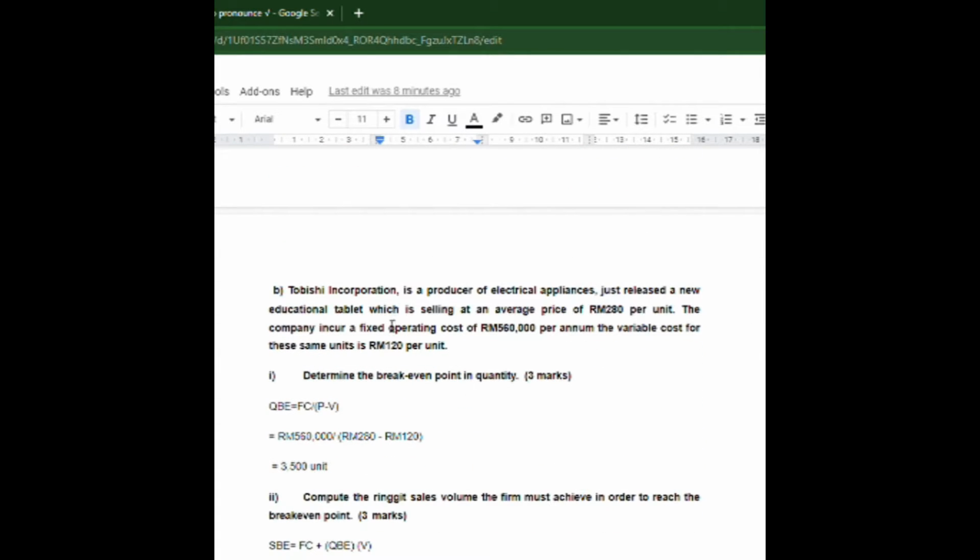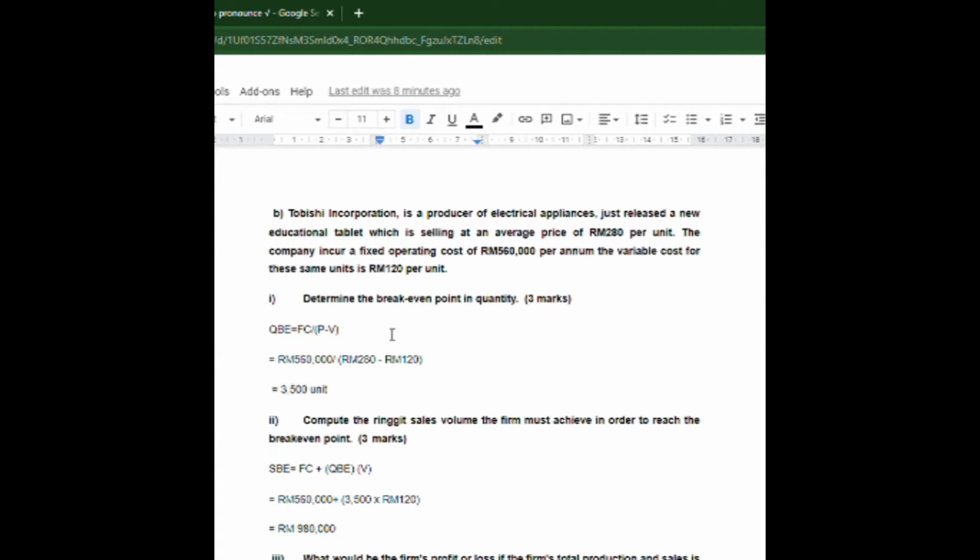B. Tobishi Incorporation is a producer of electrical appliances. It just released a new educational tablet which is selling at an average price of 280 ringgit per unit. The company incurs a fixed operating cost of 560,000 ringgit per annum. The variable cost for this unit is 120 ringgit per unit. Determine the break-even point in quantity.